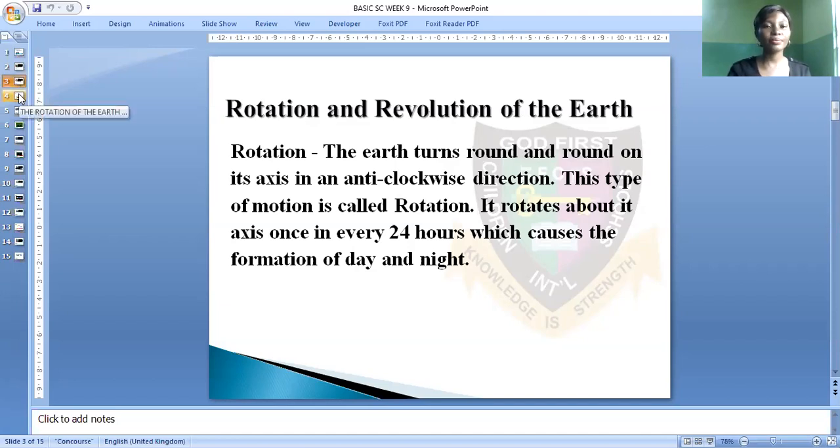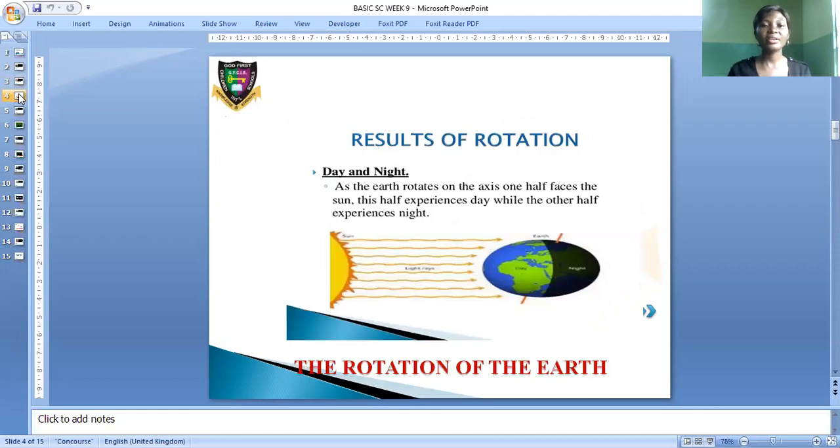Now, let's see the pictorial diagram. Results of rotation. This is the sun. This is the Earth. The Earth rotates around its axis. The part of the Earth that is facing the sun, we experience the day because the Earth receives light from the sun. While the other part that is far away from the sun, we experience the night.